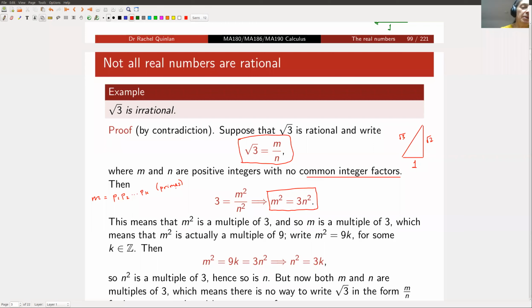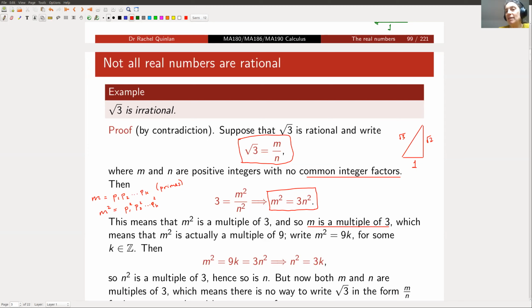Okay, and m could be positive or negative, so maybe there's a negative sign in front of it, but it's a product of primes, maybe with that sign. So if that's true, then m squared would just be p1 squared, p2 squared, up as far as pk squared. These p's are not necessarily different, but the square of m has the same primes in it that m has, except that each one appears twice as many times as it does in m. So the claim here is that if m squared is a multiple of 3, then m must be a multiple of 3 as well. And the reason for that basically is 3 is a prime number. If 3 doesn't already appear as a factor of m, there's no way that it can turn up in m squared as a factor.